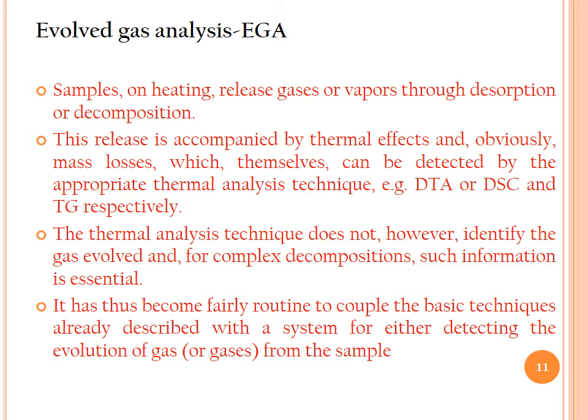So what is evolved gas analysis, EGA? The samples on heating release gases or vapors through desorption and decomposition. This release is accompanied by thermal effects and obviously mass losses, which themselves can be detected by the appropriate thermal analysis technique, for example DTA, differential thermal analysis, or DSC, differential scanning calorimetry, and TG, respectively thermogravimetric analysis. The thermal analysis technique does not, however, identify the gas evolved, and for complex decomposition such information is essential.